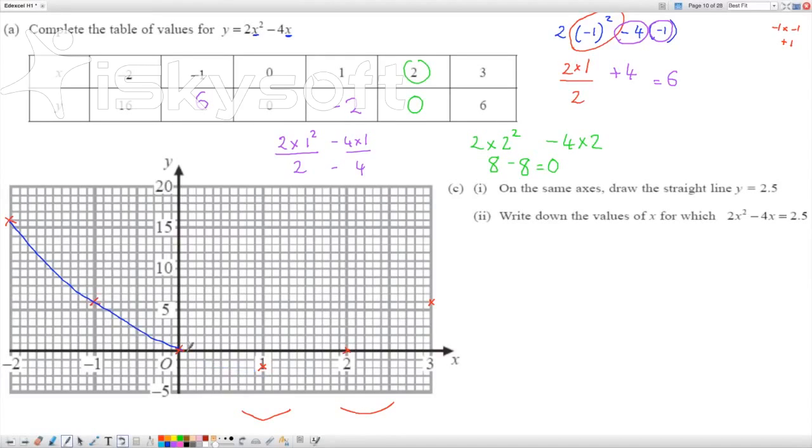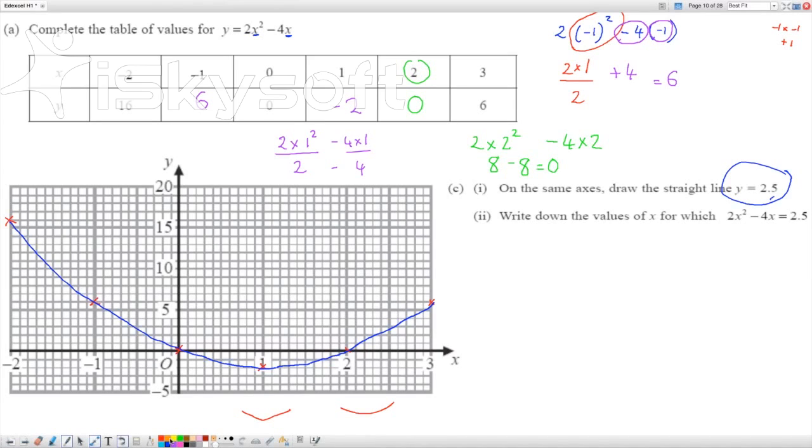Don't make it too pointed. So nice and smooth curve round. If you're doing this with a pencil, you can always have a second chance rubbing out and having a go. So smooth U-shaped curve. We're asked then on the same axis to draw the line y equals 2.5.